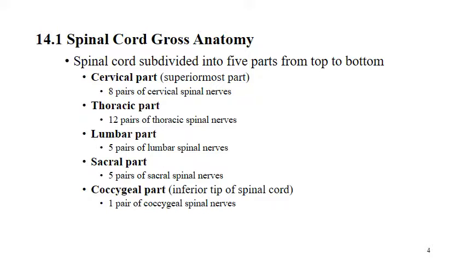Now notice, normally the cervical section of our vertebrae is going to have 7 vertebrae, right? So the one thing that's different here is that we have 8 pairs of cervical spinal nerves versus those 7 vertebrae. Now the rest all match. So 12 pairs of thoracic spinal nerves, 5 pairs of lumbar spinal nerves, same number as our vertebrae, and then the sacrum is going to have 5 pairs of sacral spinal nerves, and then the coccygeal part, for the coccyx, which is fused together, is going to have just 1 pair of coccygeal spinal nerves.